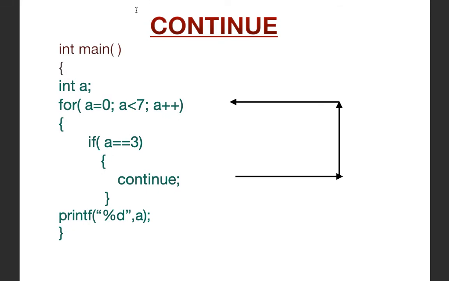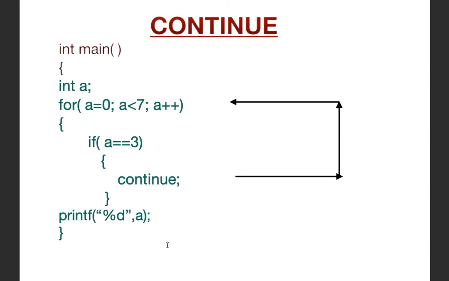Now let's continue with the continue statement. Here you can see that I mentioned a variable of integer data type. Now the compiler comes and studies the for loop. When the value of a is 0, it is going to check the condition. 0 is less than 7, the condition is true. Now again it comes inside the loop and checks this condition, but this condition is not true. So it is going to skip this statement and directly come here, and the value of a is printed as 0.